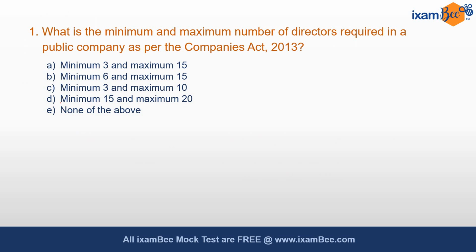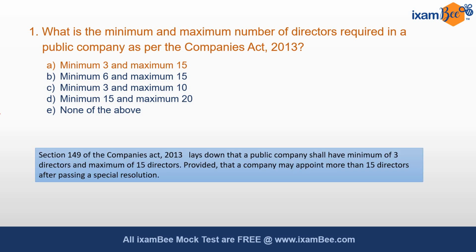What is the minimum and maximum number of directors required in a public company as per the Companies Act 2013? The correct answer here is minimum 3 and maximum 15. This is clearly mentioned in section 149 of the Companies Act, which lays down that the public company shall have a minimum of 3 directors and a maximum of 15 directors, provided that a company may appoint more than 15 directors after passing a special resolution.